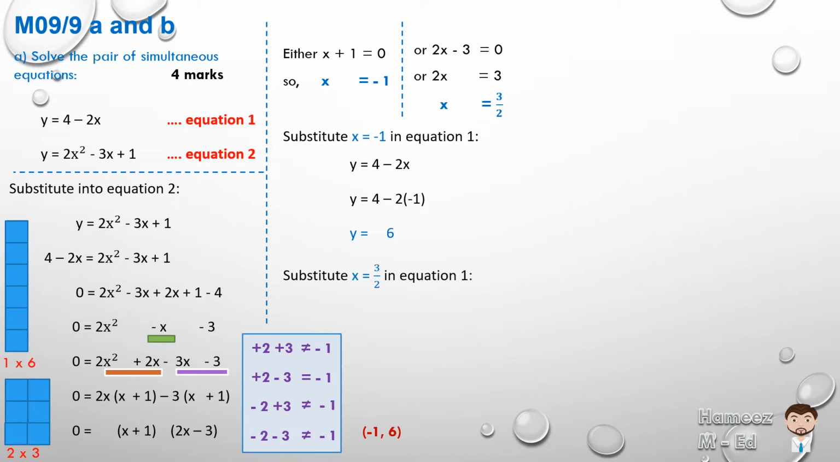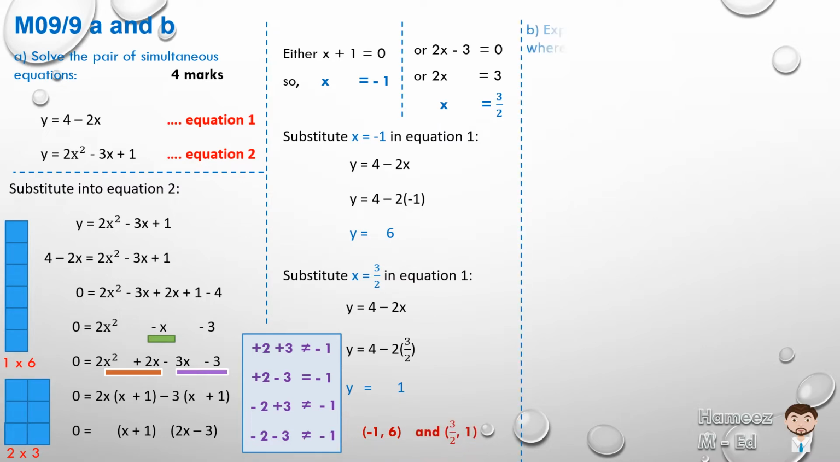And let's substitute x is equal to 3 on 2, using the same format. y is equal to 4 minus 2x. y is equal to 4 minus 2 by 3 on 2. And 2 cancels 2, so 4 take away 3 is 1. So the second coordinate would be 3 on 2 by 1.